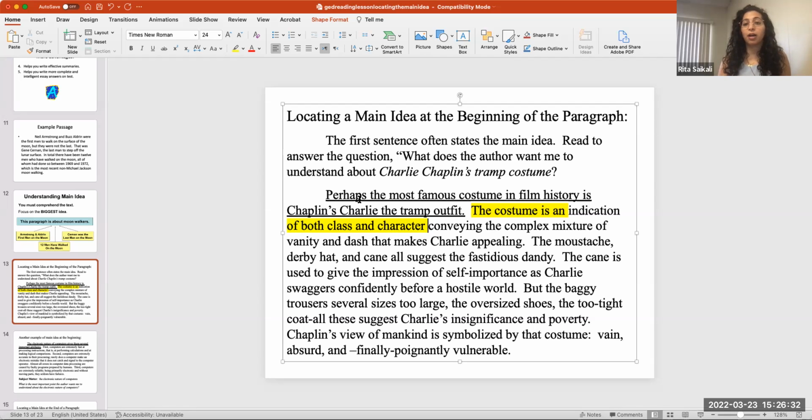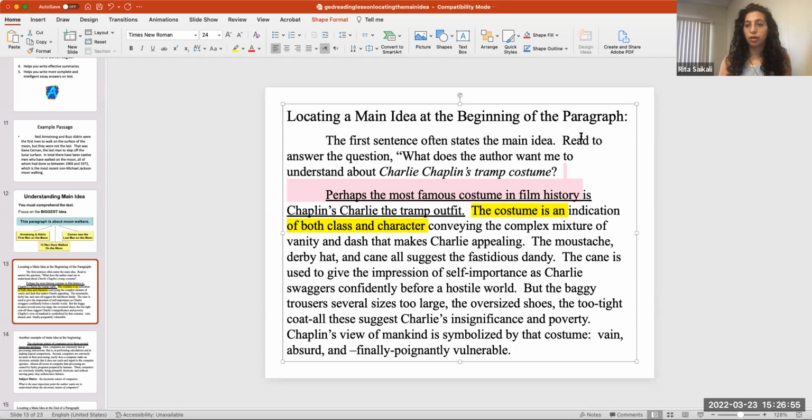So what do we know about the costume, the most famous costume in history? That it is both classy and shows characteristics. Yeah? Can everyone see that? Can everyone see why it says that? Yes? No? This would be the time to say no if it's not yes. All right?